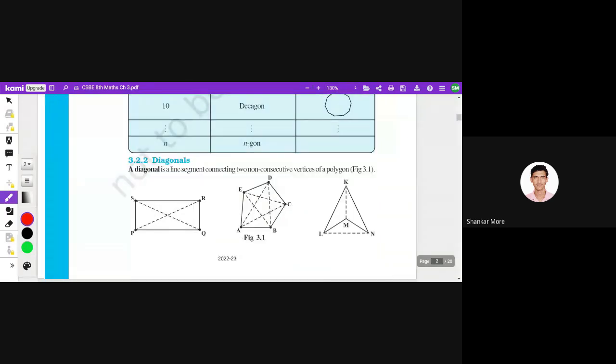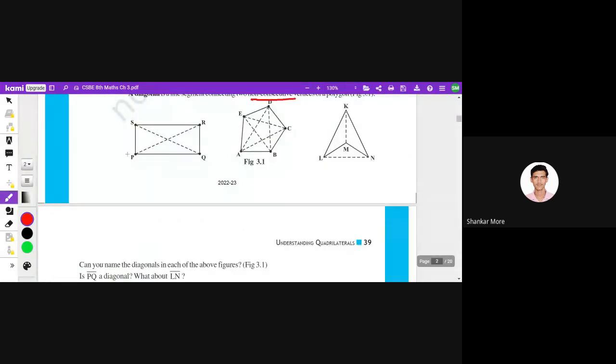Now, next topic is diagonals. So what are diagonals? A diagonal is a line segment connecting two non-consecutive vertices of a polygon. See, this is important: non-consecutive vertices. If a line segment connects two non-consecutive vertices of a polygon, then that line is said to be a diagonal. In this figure, PQRS, this is a rectangle, and in this rectangle, we can see PR and SQ are the diagonals.